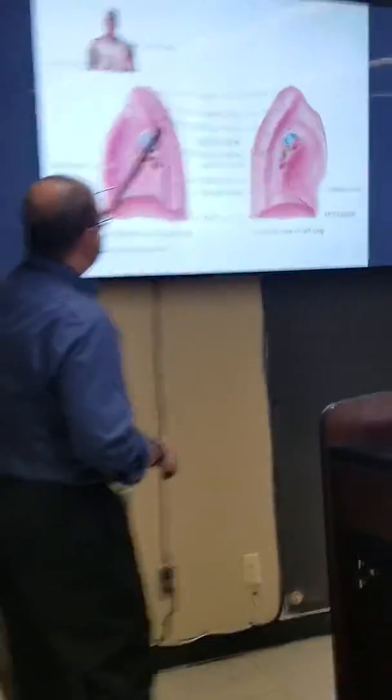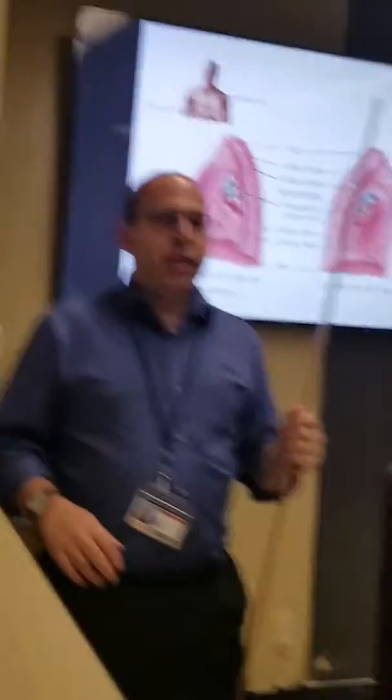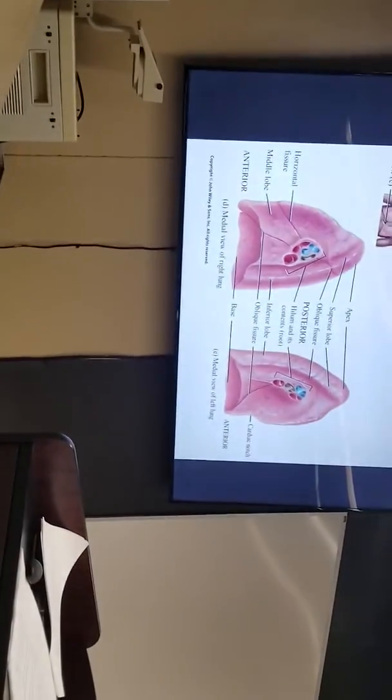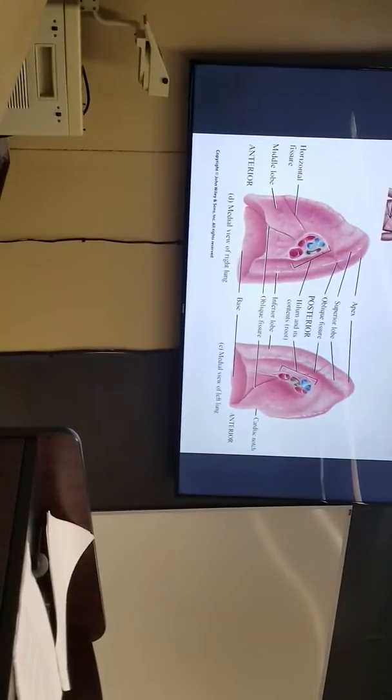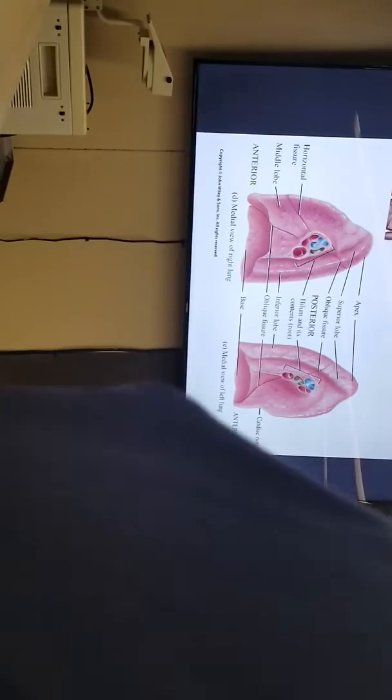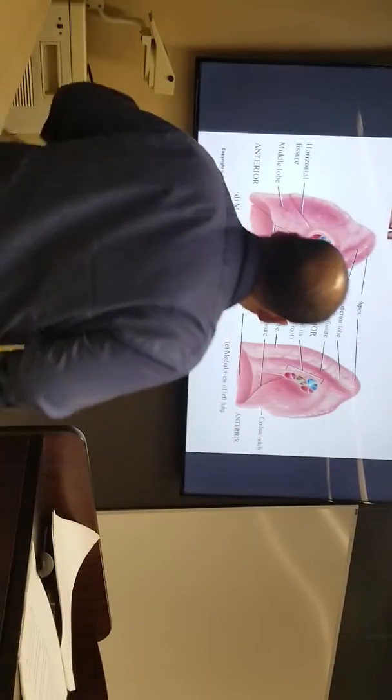Okay, our hilum is a region. So in the hilum, once again, it's not a specific structure, it's just a region where we have a whole bunch of different vessels. Pulmonary artery, pulmonary vein, lymphatics, primary bronchi, okay, nerve supply.